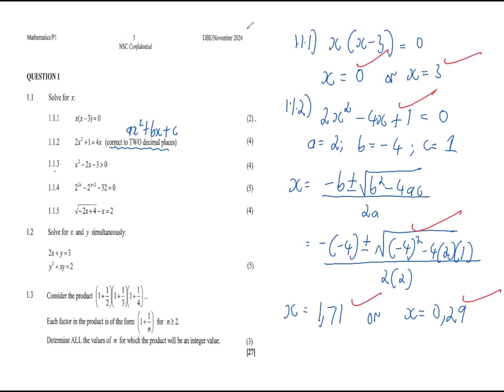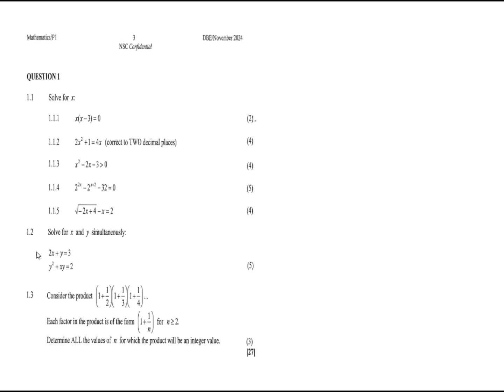Okay, so 1.1.3, we have x squared minus 2x minus 3 is greater than 0. What are we supposed to do there? Already we can see that this is in standard form. You will remember I did mention that when the inequality sign from the question is facing that side, your answers normally end up like this: x is less than the minimum value, or x is greater than the maximum value. That's if your inequality sign is like this from the standard form.